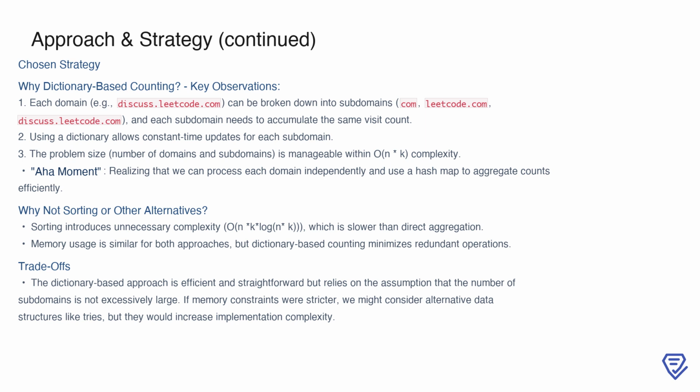efficiency. The overall problem size, measured in terms of the number of domains and subdomains, is manageable within the n*k complexity of this approach. The simplicity and direct nature of this solution are what make it stand out. Sorting-based alternatives, though possible, introduce unnecessary complexity without offering significant benefits. While there are trade-offs, such as potential memory constraints if the number of subdomains becomes excessively large, these are rare in the context of this problem. If stricter memory constraints were required, we might explore data structures like tries, but these would add significant implementation complexity.